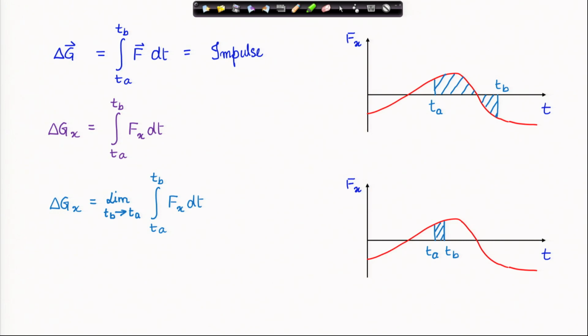Now, what happens when T B tends to T A? Take the limit as T B tends to T A of this integral for the force shown. What happens? This area goes to 0. As T B tends to T A, the area goes to 0, therefore the impulse goes to 0. Therefore, as T B tends to T A, there is no change in momentum in the x direction.